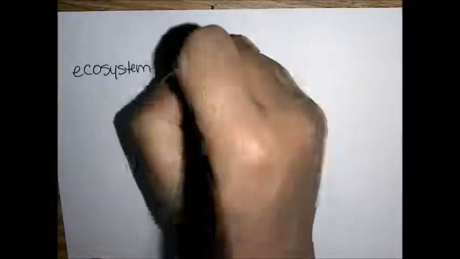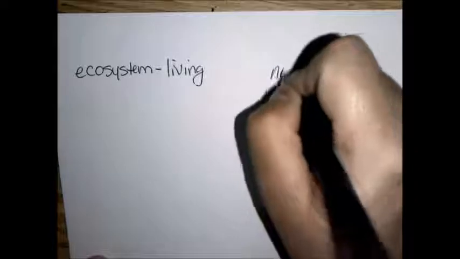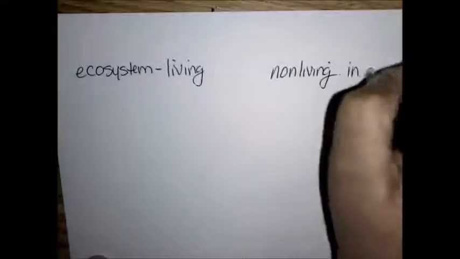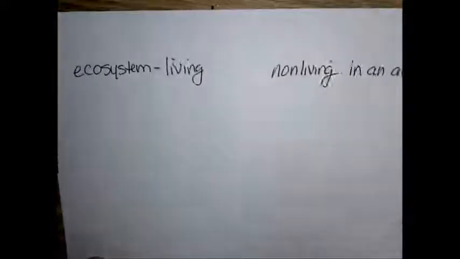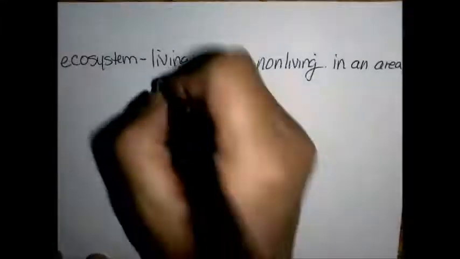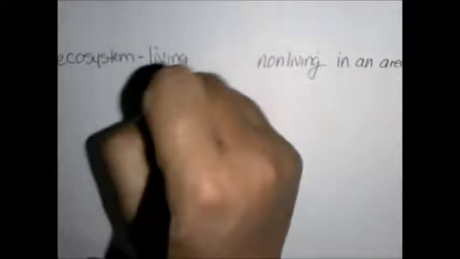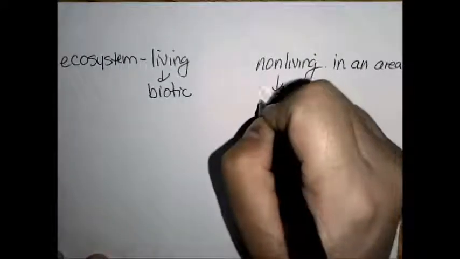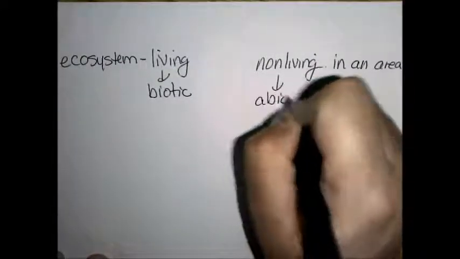So let's talk about what an ecosystem is. An ecosystem includes all living and non-living things within an area. And we know from the other day that all the living things we can now call biotic, because we know that term now, and all non-living things we can call abiotic.